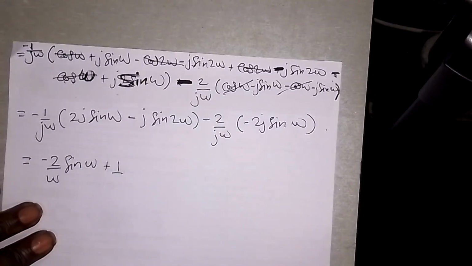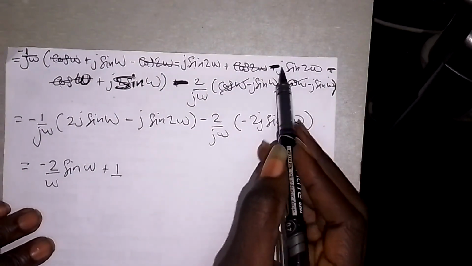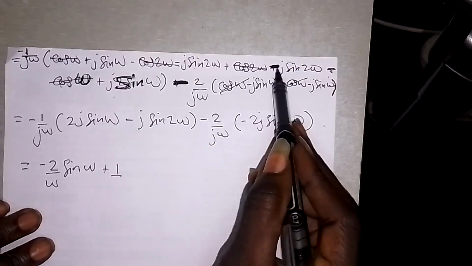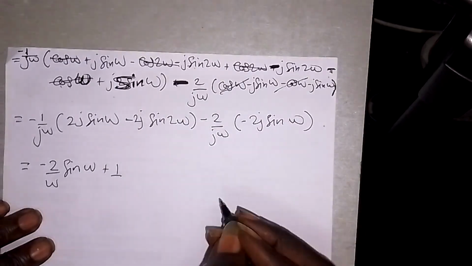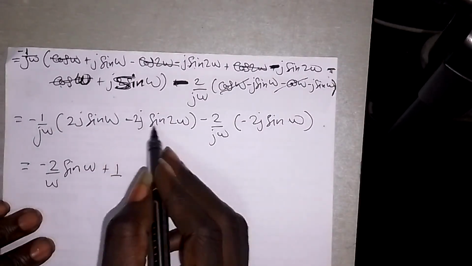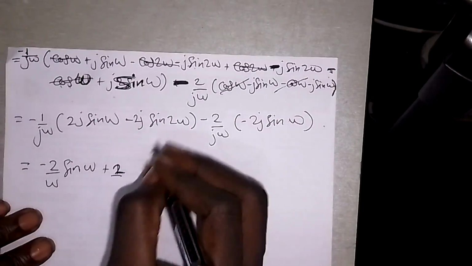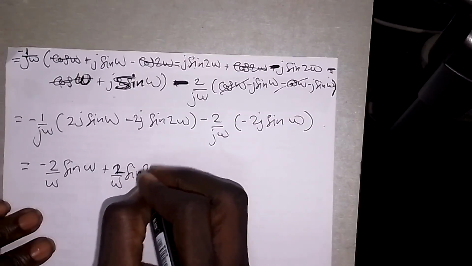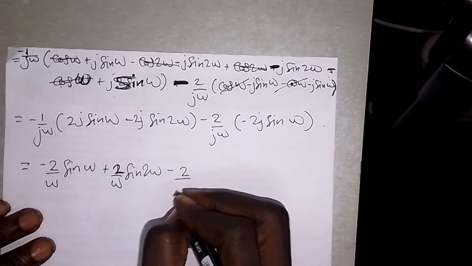Will I really have that? If you come here, this is minus j sine 2 omega, minus j sine 2 omega, so it will give us minus 2j sine 2 omega. So here I will have 2, and j will cancel j. So 2 on omega sine 2 omega.